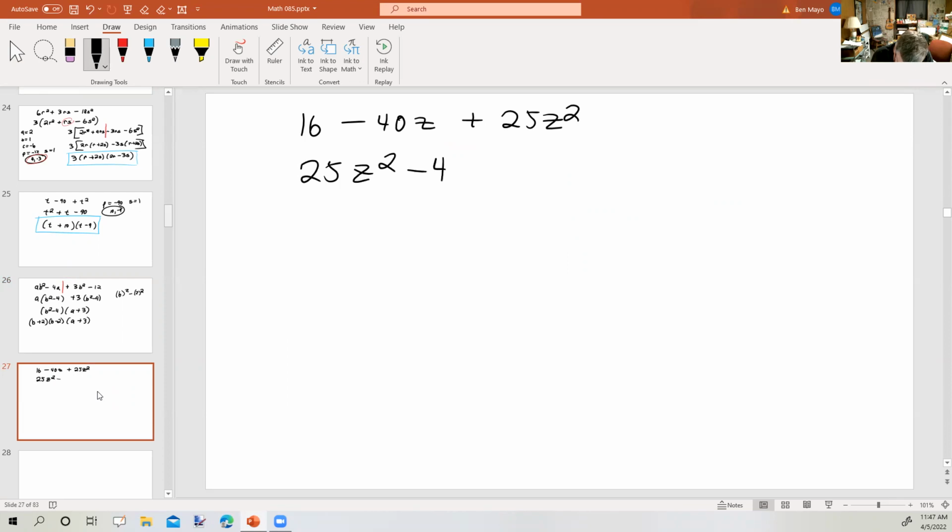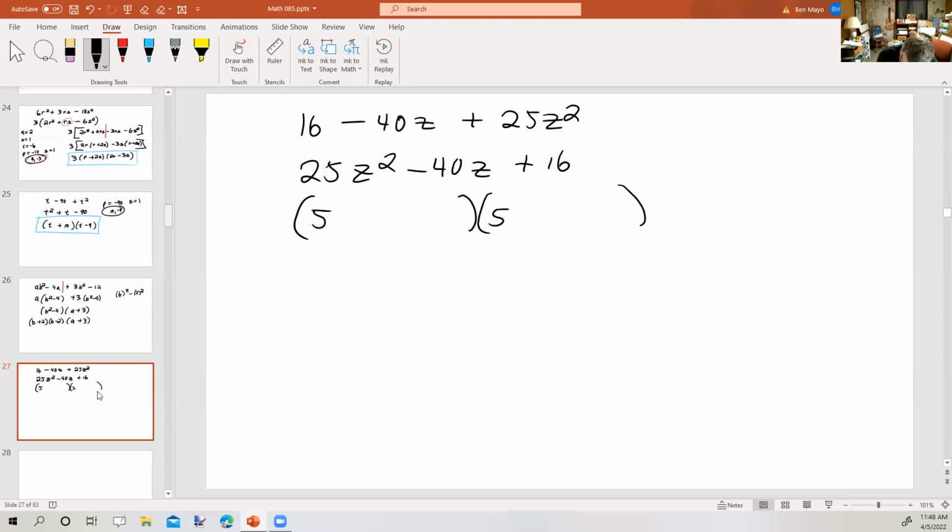25z squared minus 40z plus 16. There's no greatest common factor, and it's not the difference of two squares because that would be a binomial. It's a trinomial. Let's see. Is it a perfect square? Well, it starts with a square, ends with a square, and there's a plus sign in front of the 16. So it's a good potential candidate.